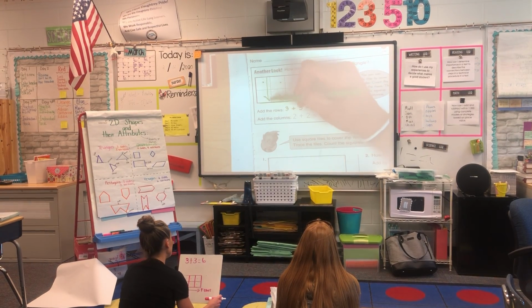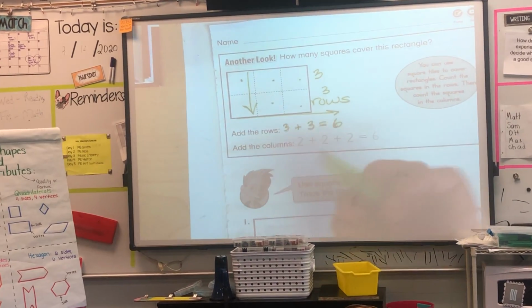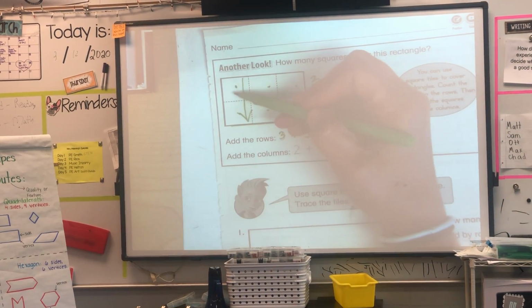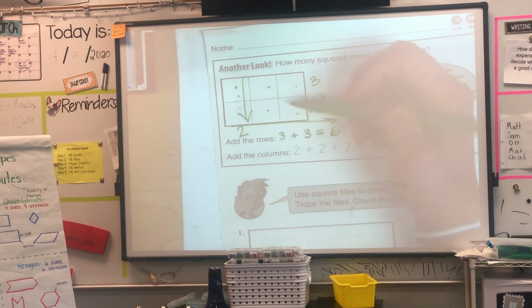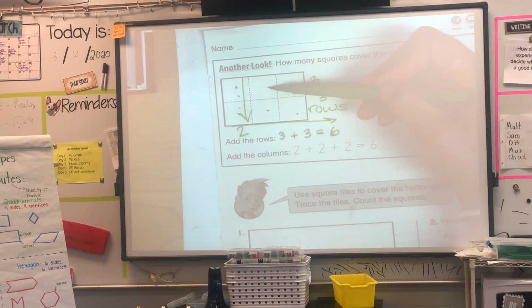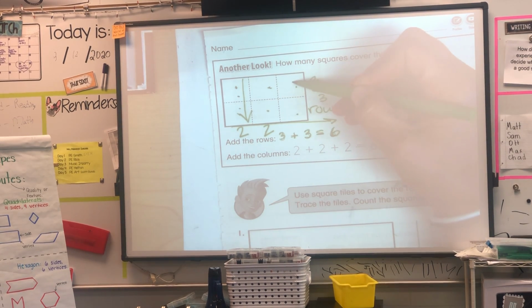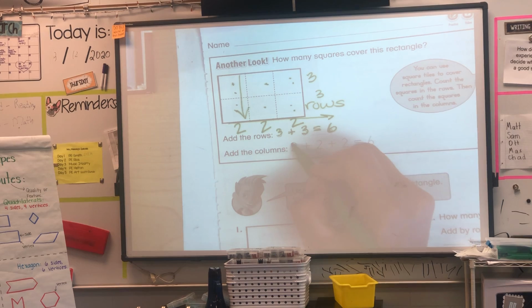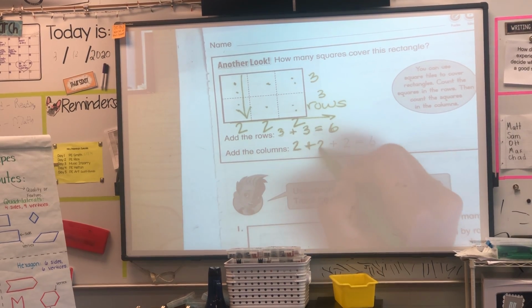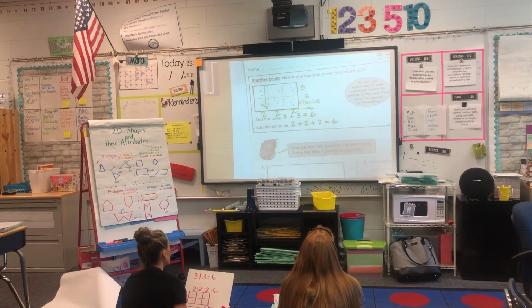Remember, our columns go up and down. They hold up my fortress, okay? How many do I have in this column? 1, 2. How many do I have in this column? 1, 2. How many do I have in this column? 1, 2. So I have 2 in each of my columns 3 times. So 2 plus 2 plus 2. And that is the same number.